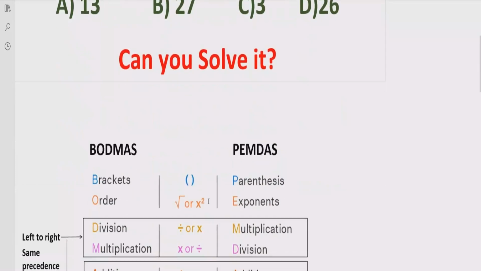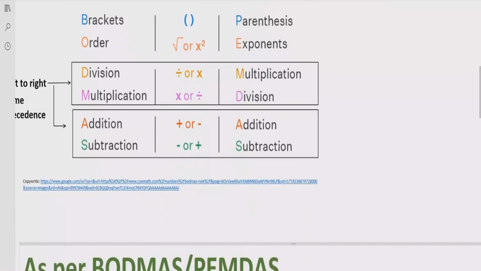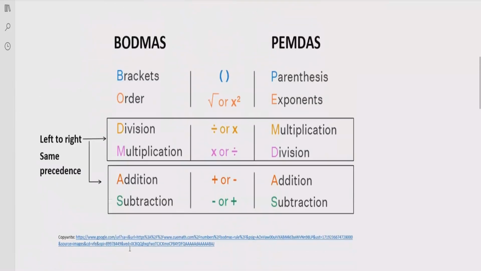Now, just recall what are the rules which we can apply to solve any arithmetic expression. So here we will discuss two rules, which are BODMAS and PEMDAS. Basically, these are the rules which we can apply to solve any arithmetic expression and we can get the correct answer. And the rule says if your expression contains any bracket or parenthesis, first of all, you have to solve that part first in your expression.